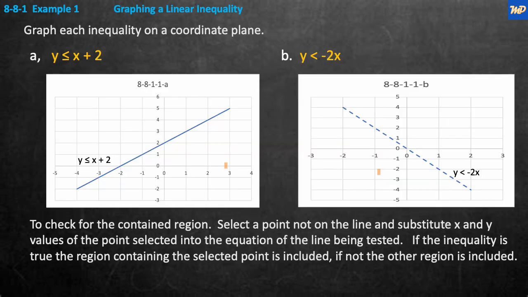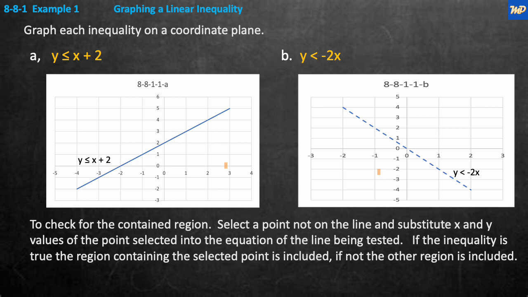Example 1, Graphing a Linear Inequality. So we have a couple of samples here, just to show you the difference in them. First one, A, says y is less than or equal to x plus 2. So what that's saying, if you just think about it, is that y, the value you're going to select for y, that's the vertical position on the chart, is less than or equal to whatever value you select for x plus 2. So if I select the value of minus 2 for x, and you add 2 to it, then y is going to be 0 or less.